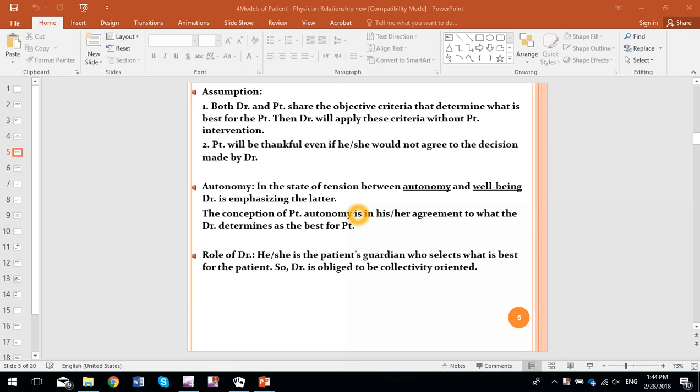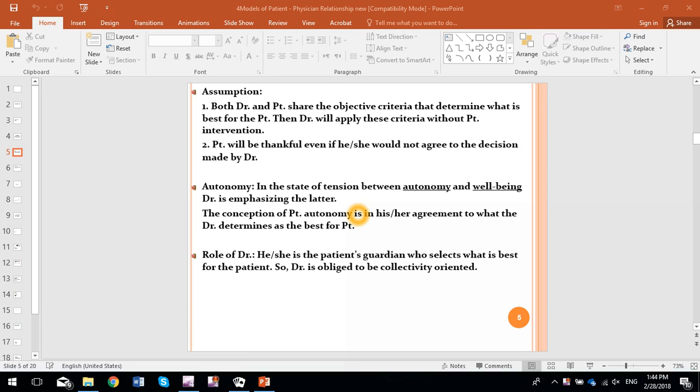Now, what is the role of physician here in this model? The physician is the patient guardian who selects what is best for the patient. So the role seems huge because he's acting as the patient guardian. This is why it's called paternal: the patient is like a child, and the parent, who is the physician, will select what is best for the patient.